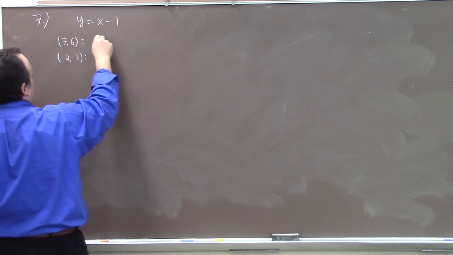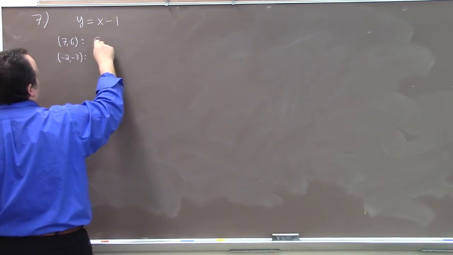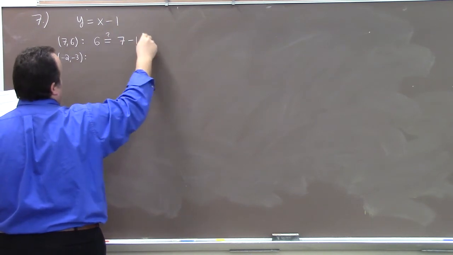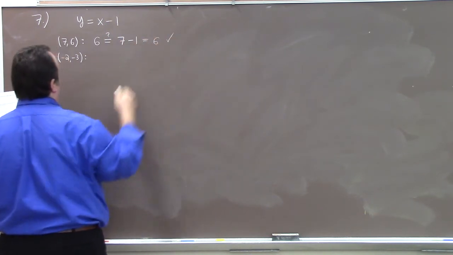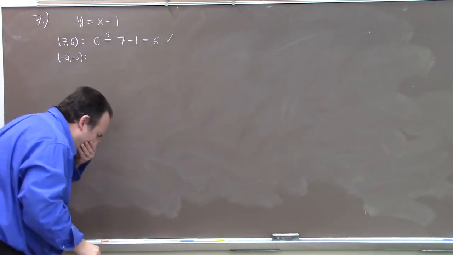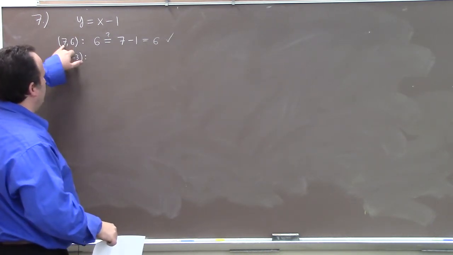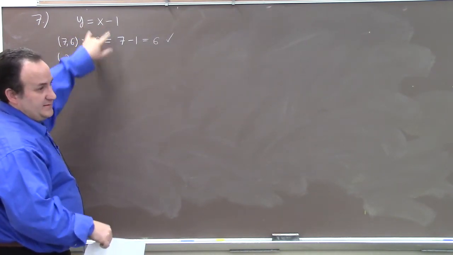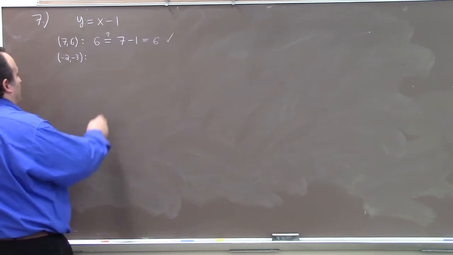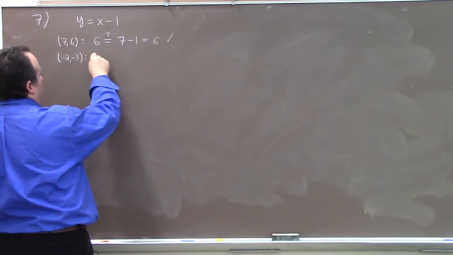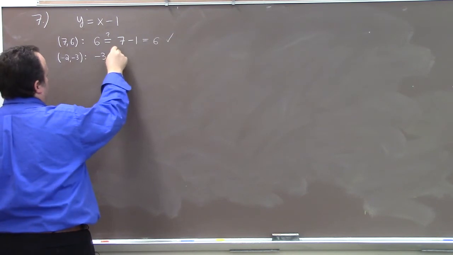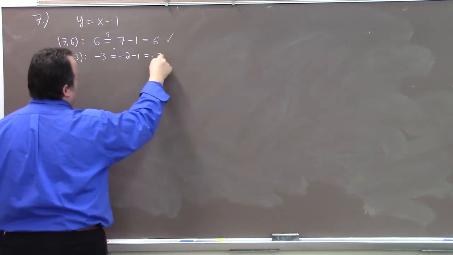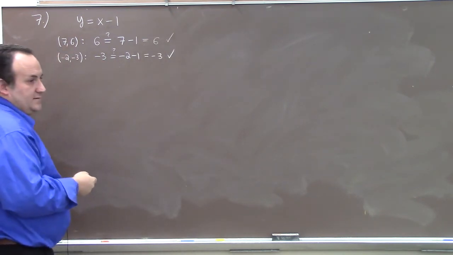So the question is, is 6 equal to 7 minus 1? Well, 7 minus 1 is equal to 6, right? So if we plug in x equals 7 and y equals 6, this equation is true. The next one: is -3 equal to -2 minus 1? Well, yep, it is.